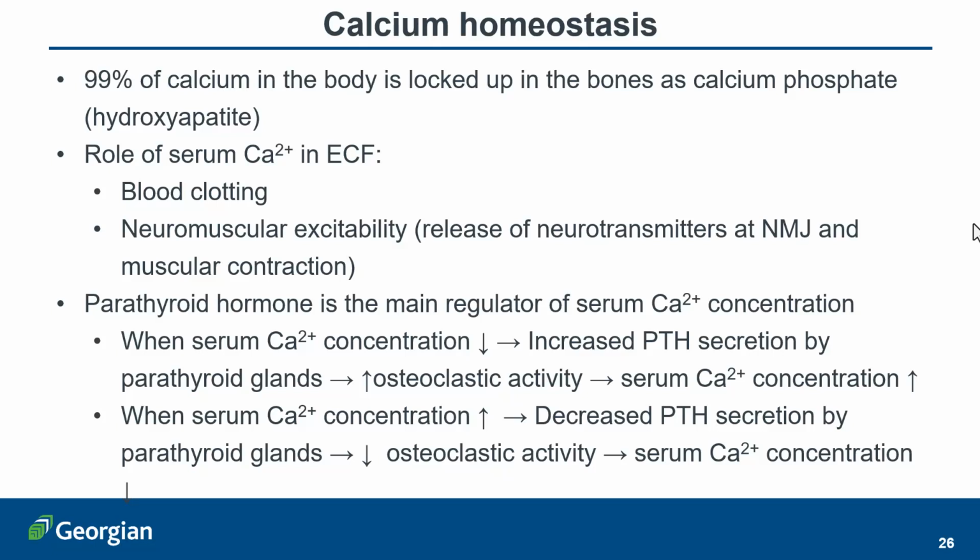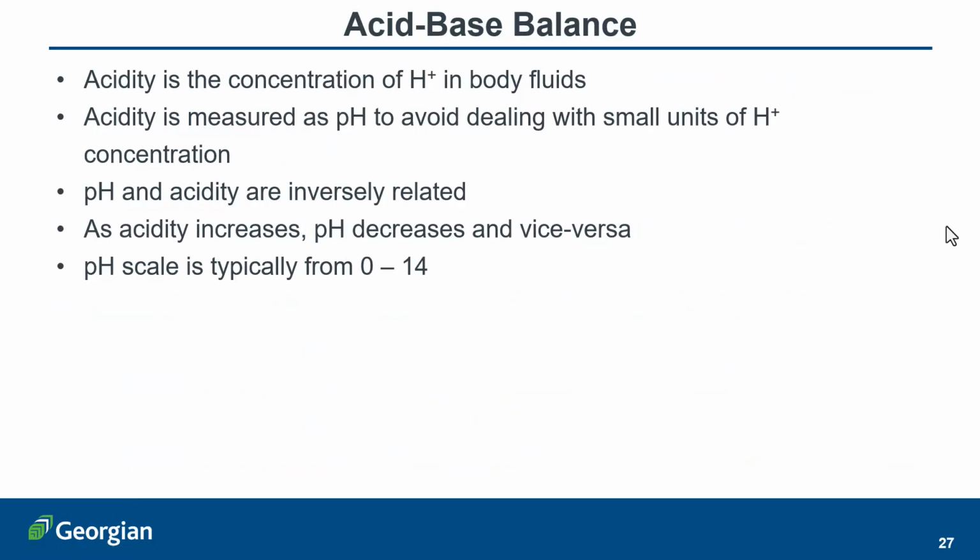PTH, as we saw in A&P1, increases osteoclastic activity. That's going to cause increased release of calcium from bone, thereby increasing serum calcium concentration. On the other hand, when serum calcium concentration increases, there's decreased secretion of PTH, leading to decreased osteoclastic activity. Ultimately, serum calcium concentration decreases. So PTH is the main regulator of serum calcium concentration. We're now going to move on and discuss acid-base balance.